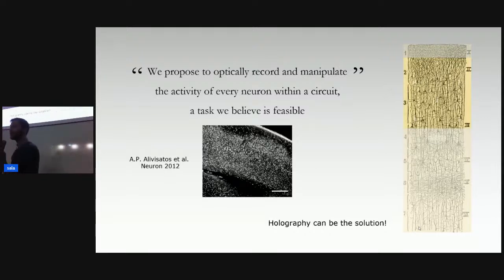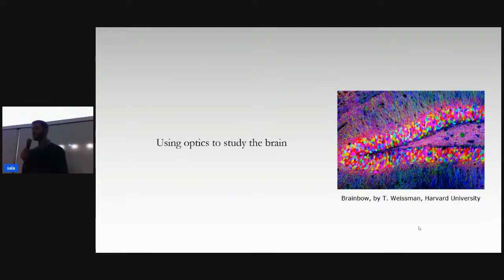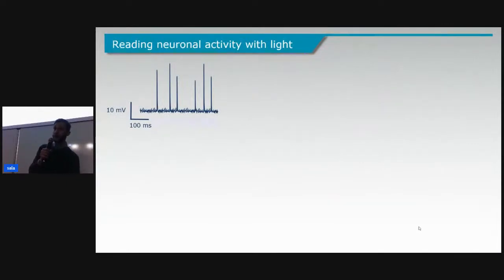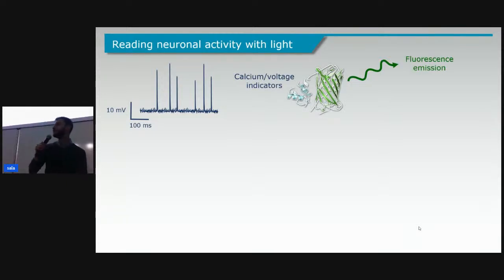So I'll try to explain how this works, but before, a little bit more of biology, because I would like to explain why optics is important at all to study the brain. And there's actually two reasons. The first reason is that we can today read out neuronal activity from neurons by using light. So neuronal activity, as I said, is basically electrical signals. But today, people develop these beautiful proteins that are called calcium or voltage indicators that can be expressed in neurons. And what they do is that they convert electrical signals into fluorescent emission.